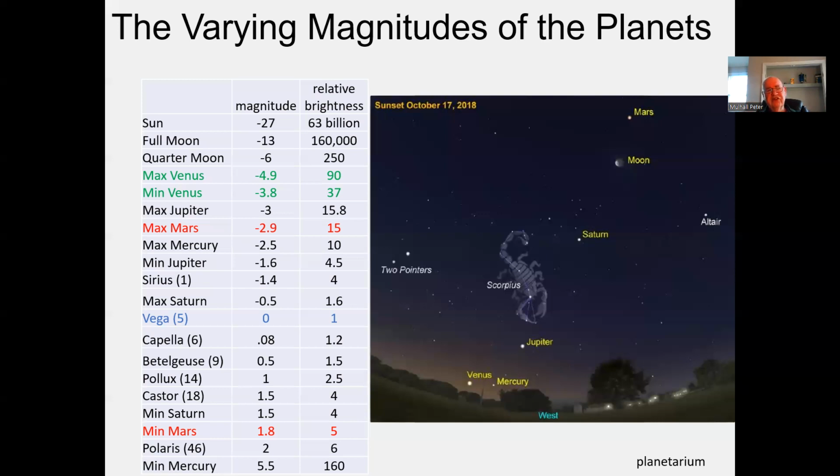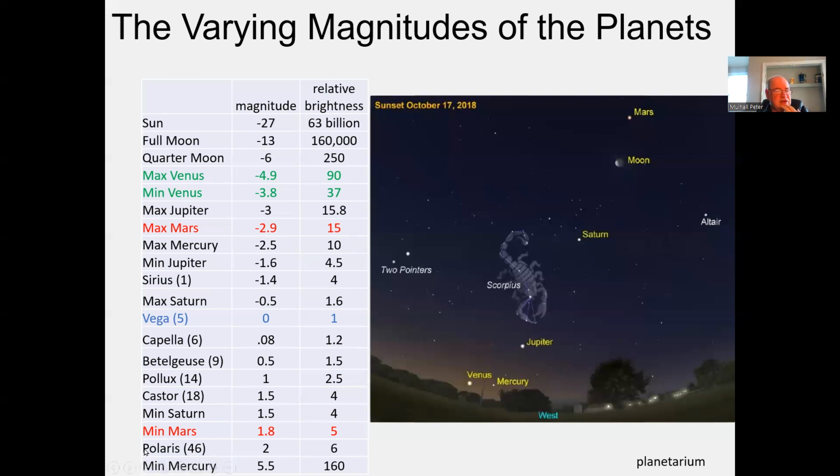Sometimes Mars is very, very close to us. When Mars is close to us, it is our closest neighbor. It's closer than Venus on the other side. And when Mars is far away, it's very far away. Okay, it becomes very, very dim. So this is very interesting. Mars at its maximum and Mars at its minimum. When Mars is at its brightest, it is 15 times brighter than Vega. At its dimmest, it is 15 times dimmer than Vega.